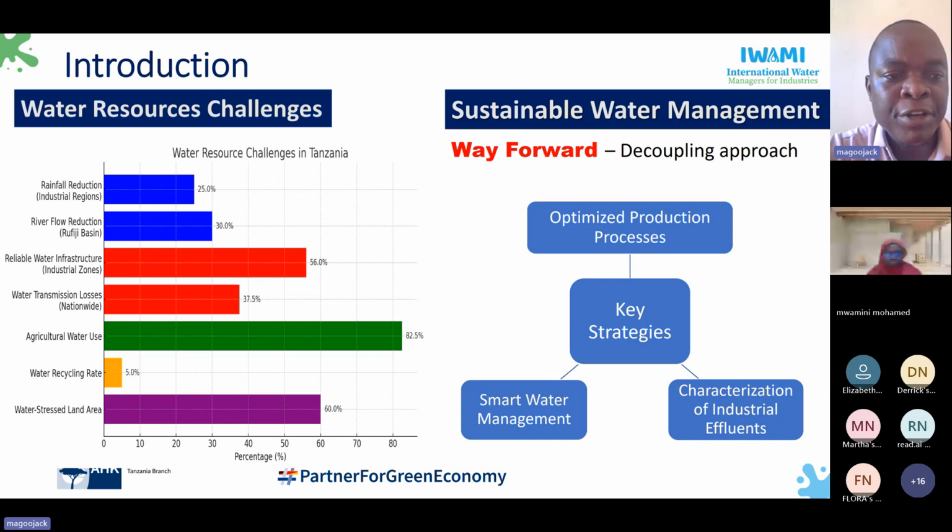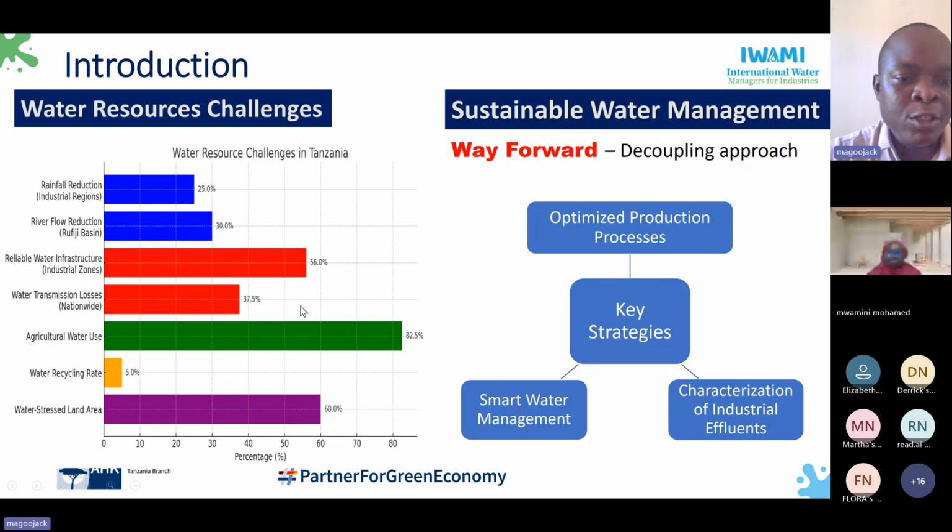Also, there is river flow reduction, unreliable water infrastructure with only 56% reliability, and water transmission losses of 37%. Much of the water that we are supposed to supply for various uses, maybe municipal, industrial, or agricultural, the water that has been treated and supplied by various authorities, around 37% of it gets lost due to various reasons.